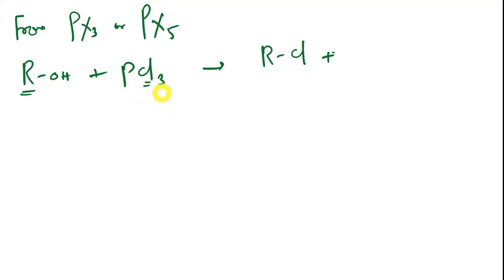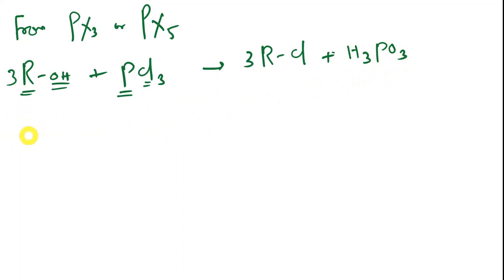So here 3 chlorine is there. If you make it 3 ROH, what happens here? 3 RCl will be there. So 3 chlorine will be utilized here, and the remaining 3 OH will be here and 1 P will be here. So 3 OH, 1 P, let us write as H3PO3, right? Phosphorous acid will be obtained in this reaction.